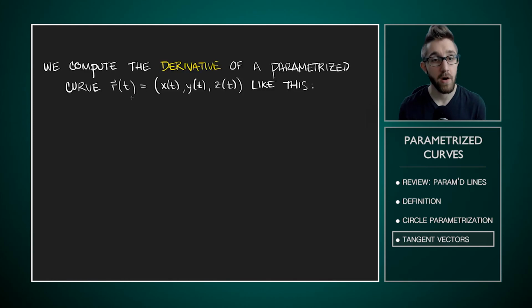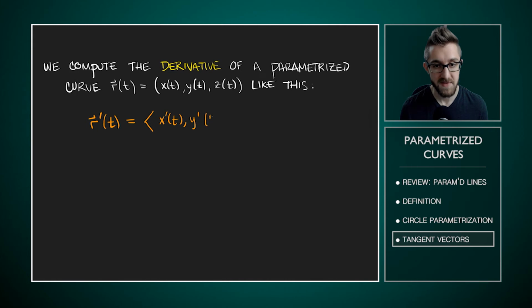So if we have r of t and we know its component functions, like x of t, y of t, z of t, I'll note that all of this works just the same for parametrized curves in R2, so ones for which we only have x and y. The way that we take the derivative is just component-wise. So we're going to write it like this, r prime of t, and we're just going to take the derivative of each of these things and bundle them together. So we'll have x prime of t, y prime of t, and z prime of t. And if this was a two-dimensional situation, you just wouldn't have the z prime of t.